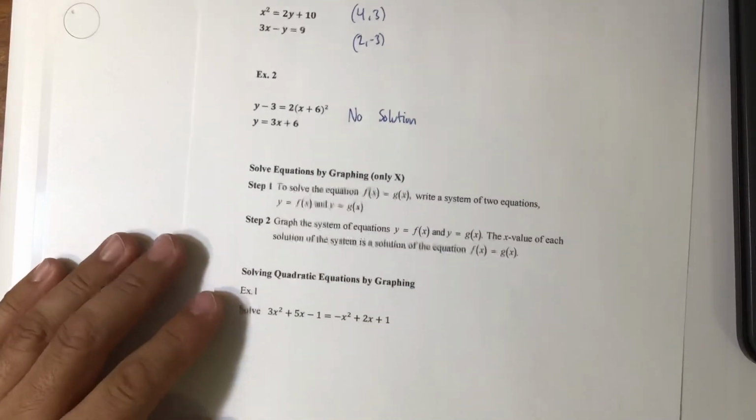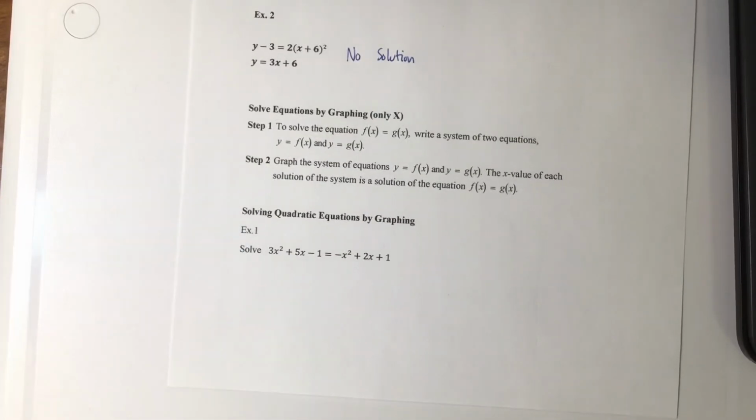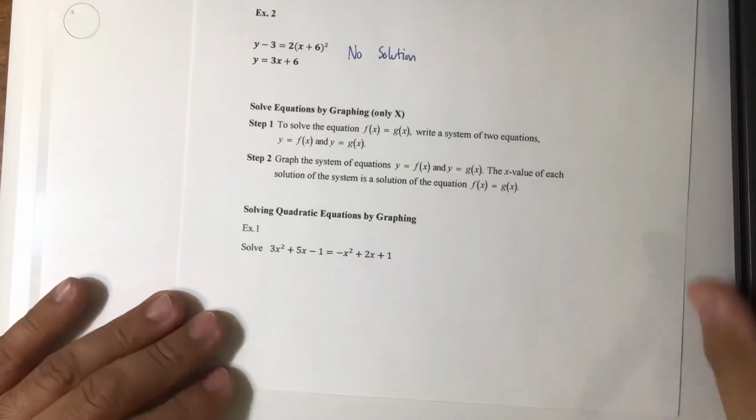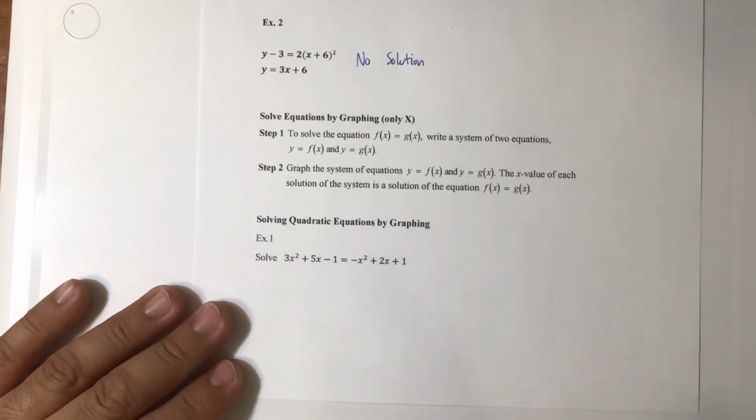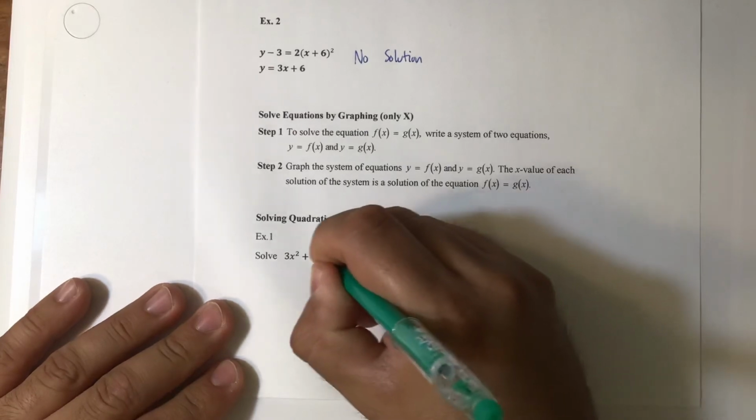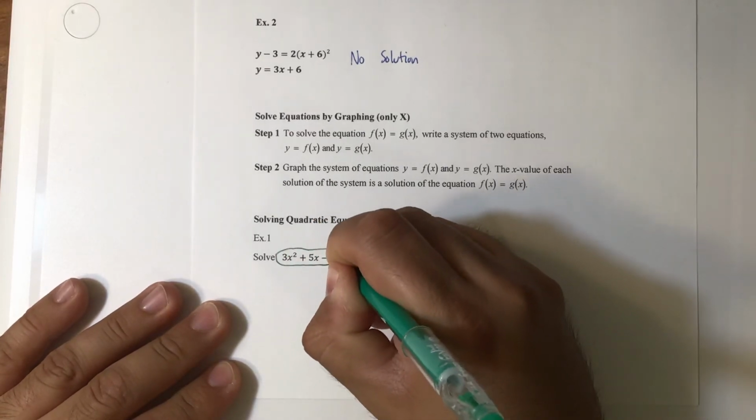All right. And now for the last one here, it says solve equations by graphing, only x. To solve this equation, write a system of two equations, y equals f of x, y equals g of x. Graph the system of equations. The x value of each solution of the system is the solution of the equation f of x equals g of x. Okay, so a lot of terminology there, but it's actually very simple. So what you'll notice here is that you actually have two equations. Now there's an equal sign, but don't get confused. This is an equation.